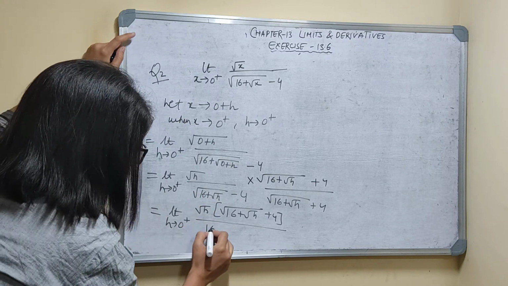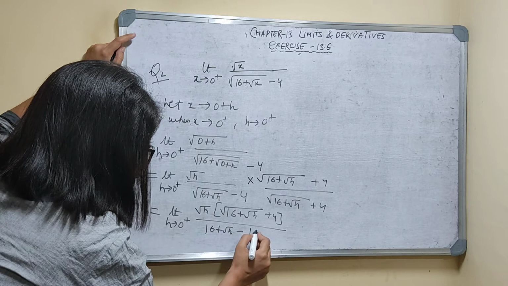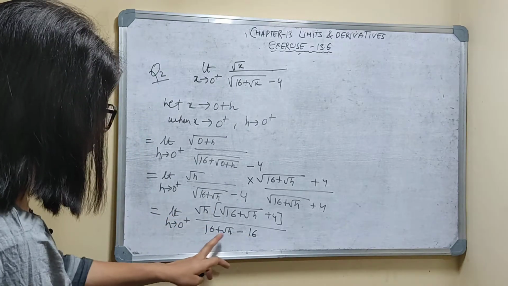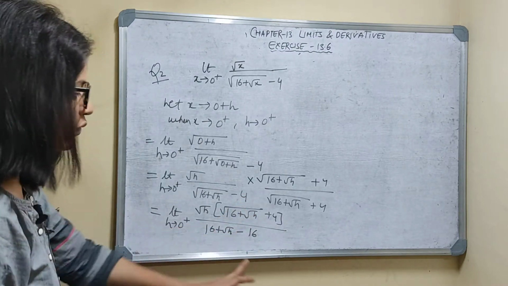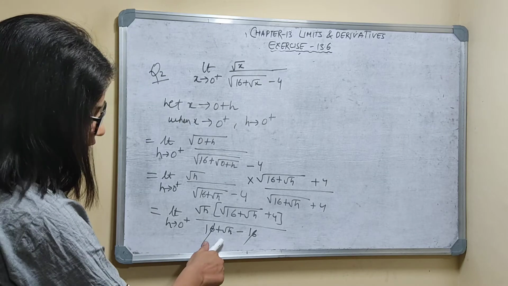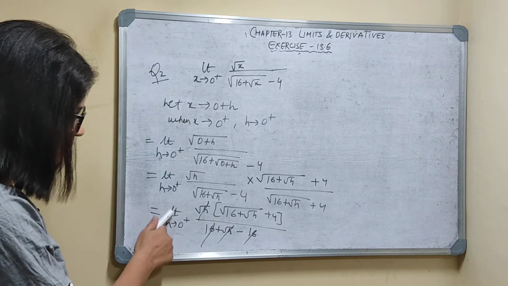So I will get here root 16 plus root h whole square minus 4 square. Root 16 plus root h whole square is 16 plus root h, minus 4 square, that is 16. 16 minus 16 gone. Is it clear? Now down is only plus root h. So root h gone. Now limit h tends to 0.